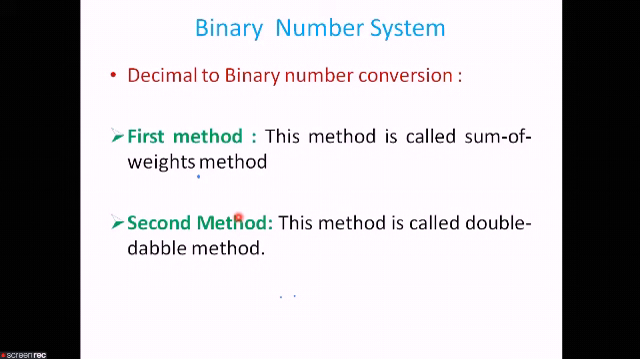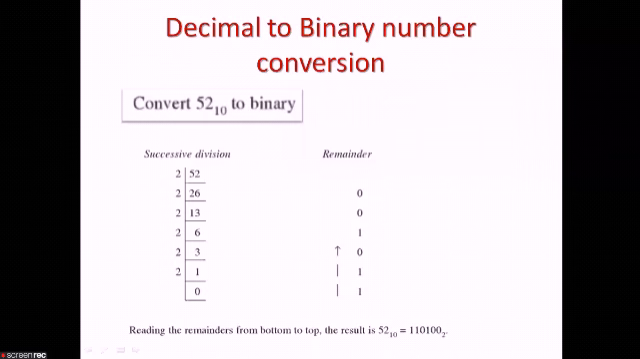Now, as we have seen the first method and the second method, that is the sum of weights method and the double method, we are going to the numerical part, where we will be doing some sums related to the double method. So we will be solving some problems related to decimal to binary conversions. Here we have an integer, 52 base 10, a decimal number, and we have to convert it into a binary number.